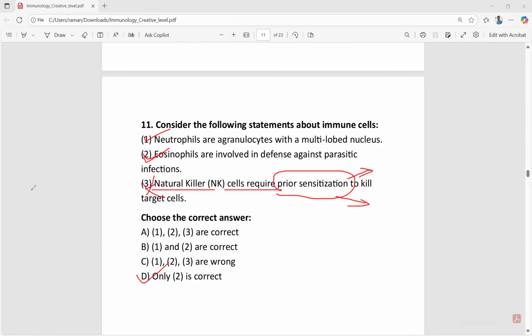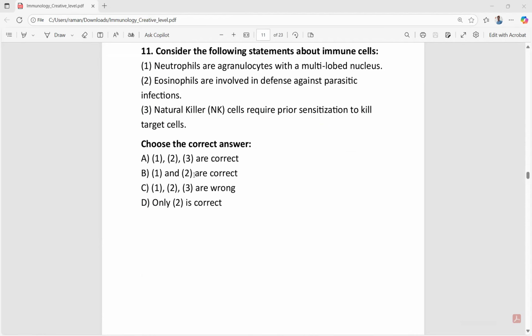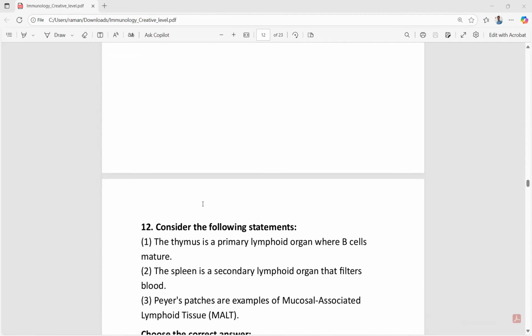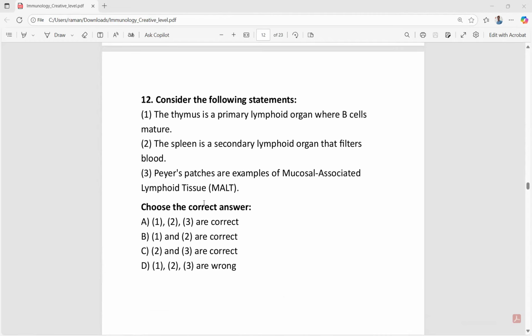So option D is the right answer for this one. Okay? So when we study statement based questions, we get to know a lot of concepts. So while studying, we always have to go for statement based questions to get to know more concepts. To gain more concepts, we always have to prepare with statement based questions. Okay, let's go to question number 12.